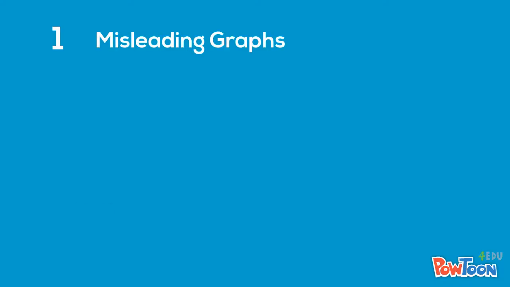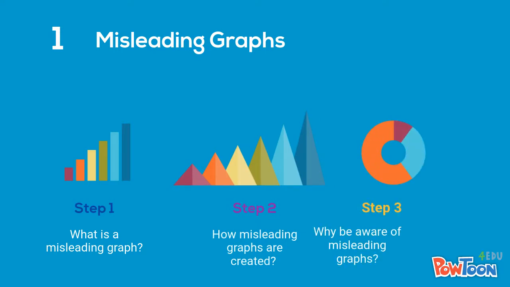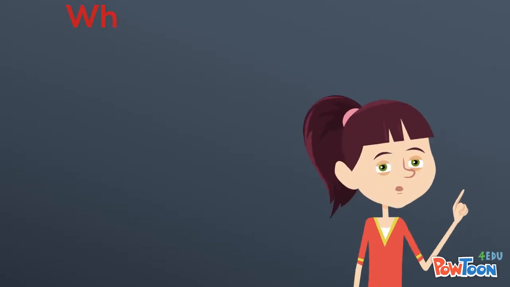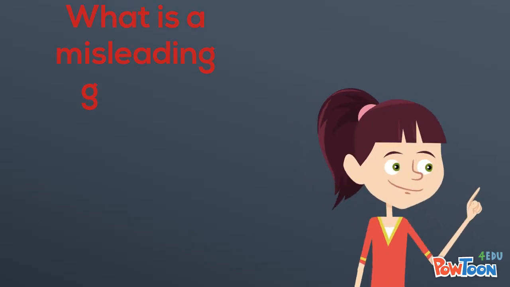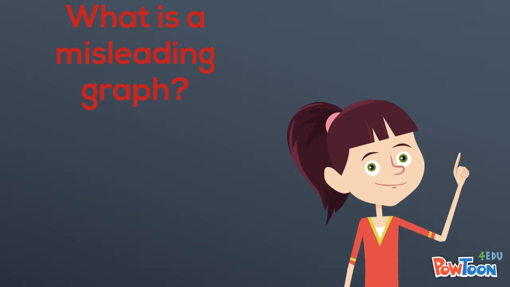This Powtoon will look at what is meant by misleading graphs, how misleading graphs are created, and finally, why it is important to be aware of misleading graphs. Graphs are pictorial representations of numbers. Therefore, representation of the numbers should be proportional to the numbers themselves. However, this is not always the case.